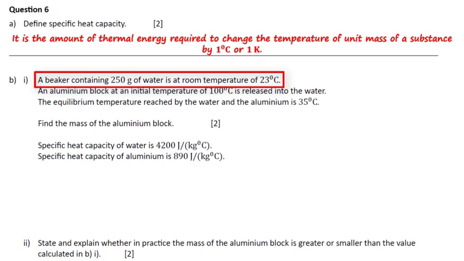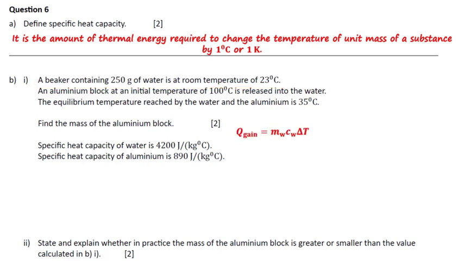Alors, Q gain égale mass of water times specific heat capacity of water times the increase in temperature of the water. Alors, Q gain égal 0.250, c'est-à-dire 250 grammes, on convertit en kilogrammes, multiplié par 4200 et multiplié par 35 retiré 23, qui est égal à 12600 joules. Celui qui gagne heat, sa température a monté. C'est pour ça qu'on fait 35 moins 23. Donc, on prend final temperature moins initial temperature.